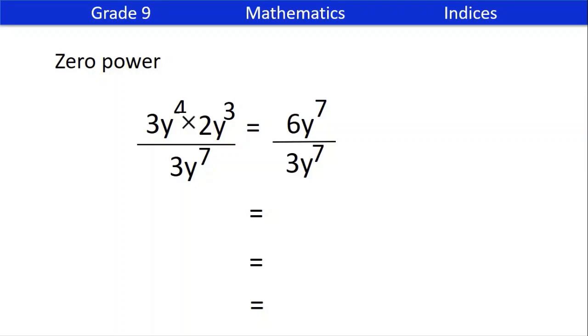And now there are two numbers, 6 divided by 3, that is equal to 2, and the quotient of two powers, y to the power 7 over y to the power 7, is y to the power 7 minus 7, and that is equal to 0. So finally, the answer becomes 2y to the power 0. And here guys, you can see that is a 0 power. And y to the power 0 actually is equal to 1. So the answer is equal to 2 multiplied by 1. And finally, that is equal to 2. So the answer is 2.